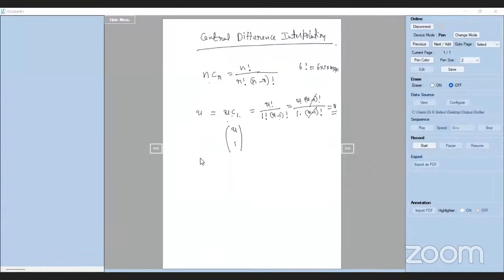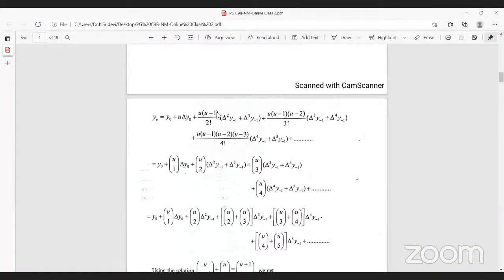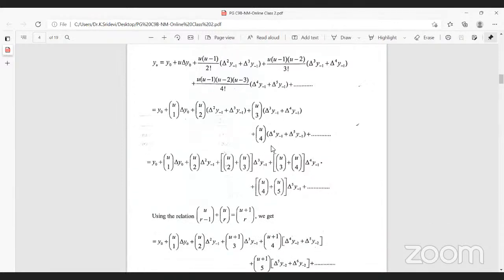So here, U is nothing but U1, and here this can be written as UC2, that means U2, and this one as UC3, that is U3, and this term can be written as U4, that is UC4. If you simplify UC4, you can get this one. For our convenience, we can write this as UC4, and UC4 is nothing but U4. So this factor is the same, and next plus and so on.